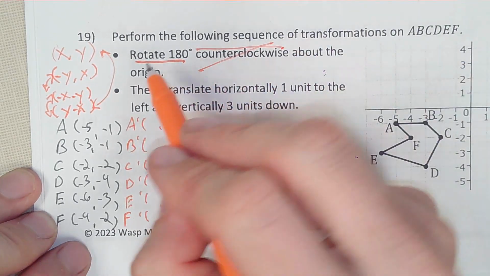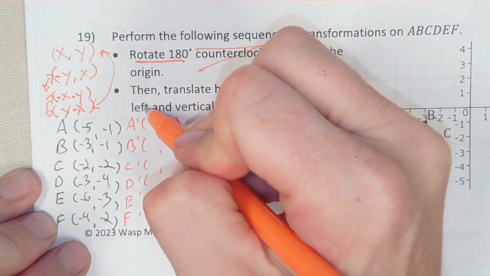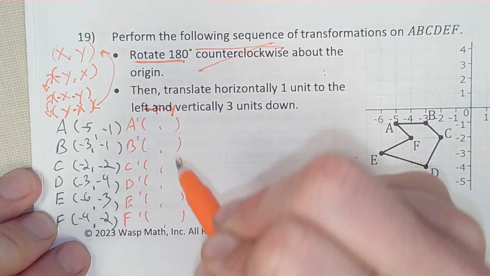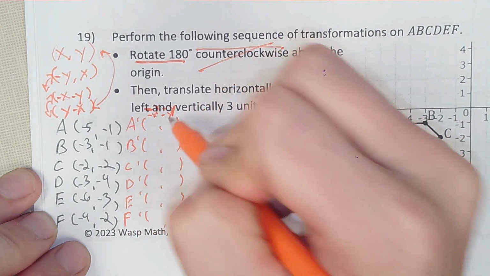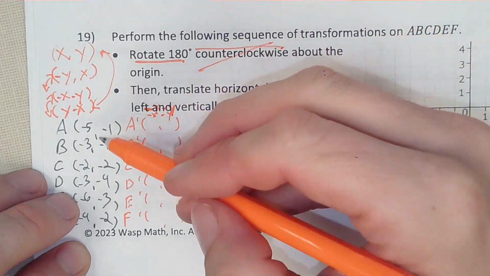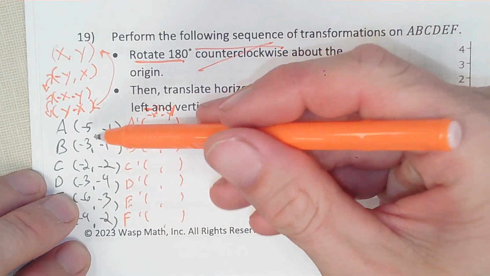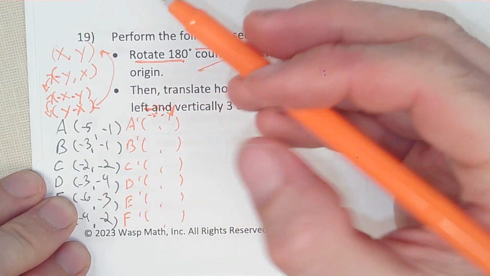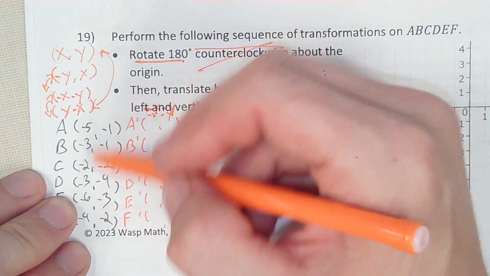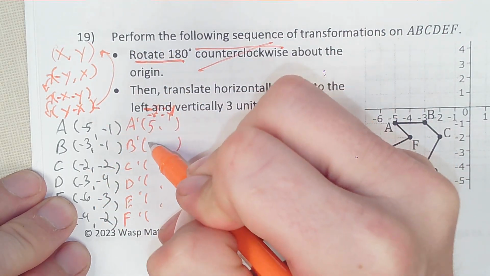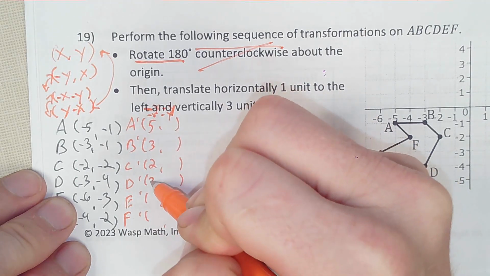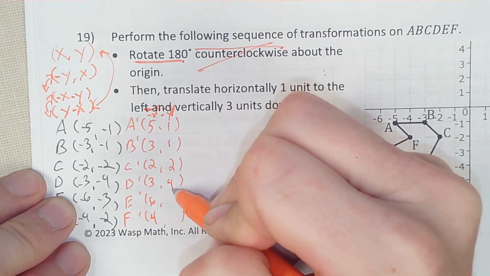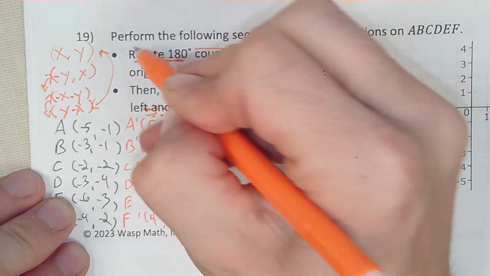With 180 degrees, this is going to be a negative X and a negative Y. Maybe kind of hard to see, but negative X and a negative Y. That's easier to see. Okay, so all X and Y stay in the same spot, but they are the opposite sign. So this is going to be 5, 3, 2, 3, 6, and 4. This is going to be 1, 1, 2, 4, 3, and 2. All right, so that's the first one.